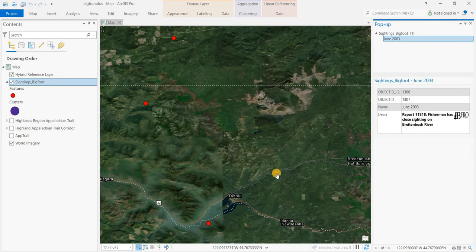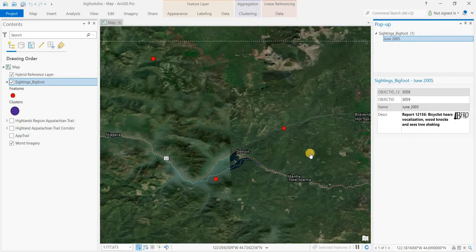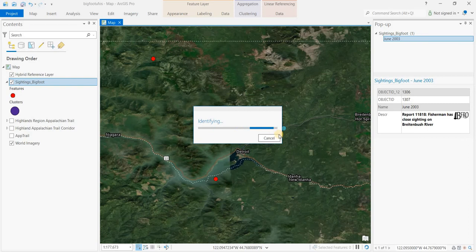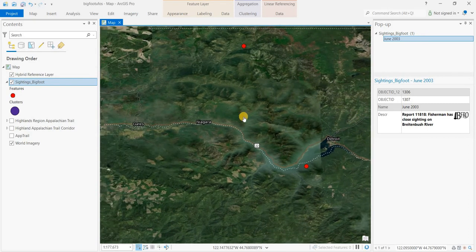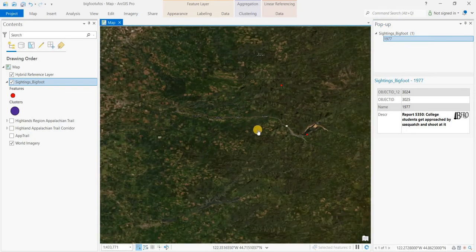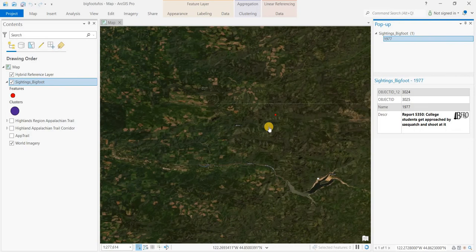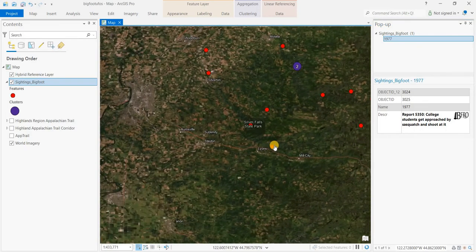Fisherman has a close sighting on Britton Bush River. And on the opposite side of the river, bicyclists hear vocalization, wood knocks, and see tree shaking. That's in June 2005. The other one was in 2003, June, same time of the year. We might have to go back and see this one. We might have to actually look up this report in a later video. College students get approached by Sasquatch and shoot at it. 1977. We'll have to look up that one. It sounds exciting.